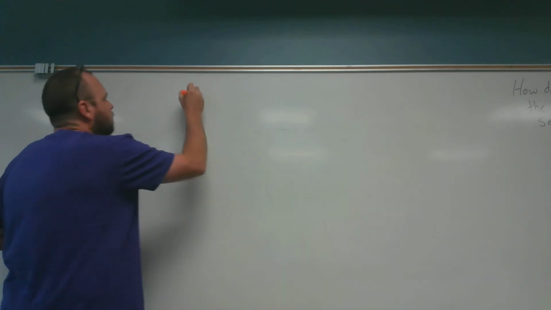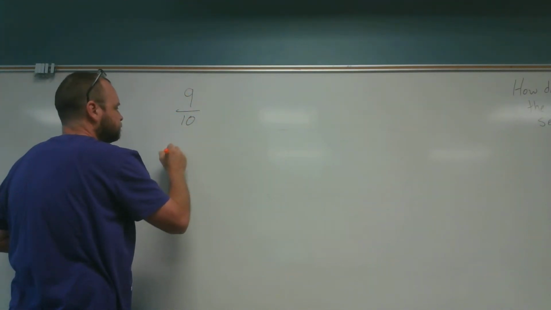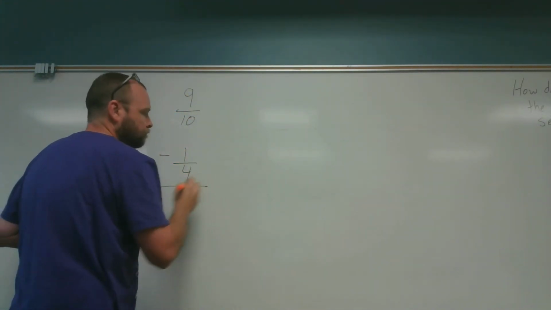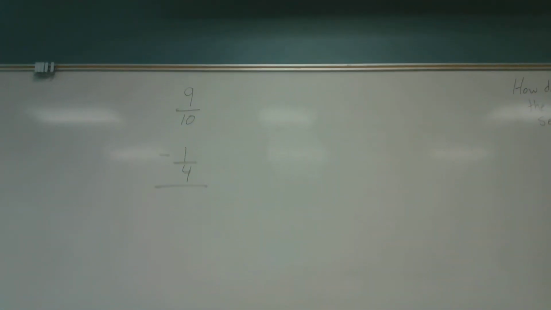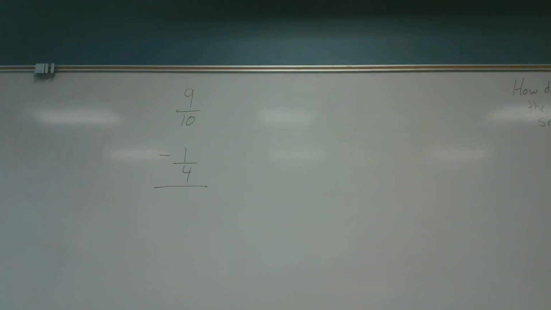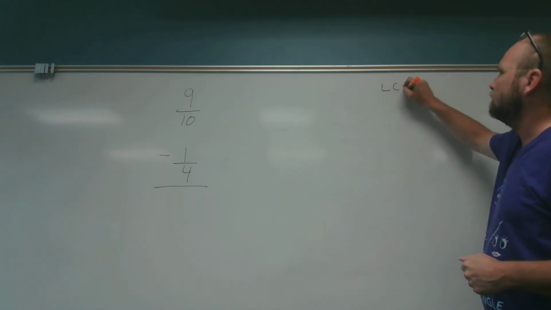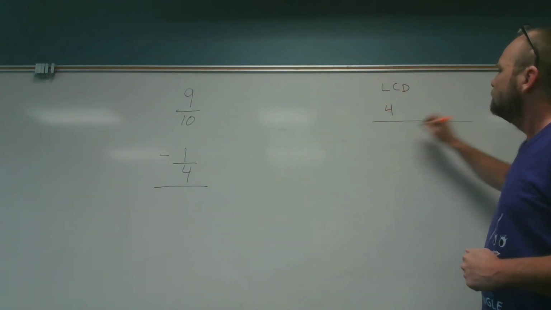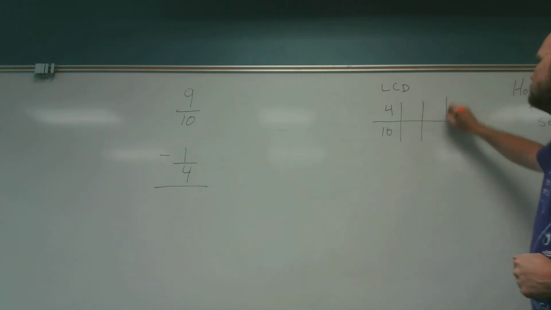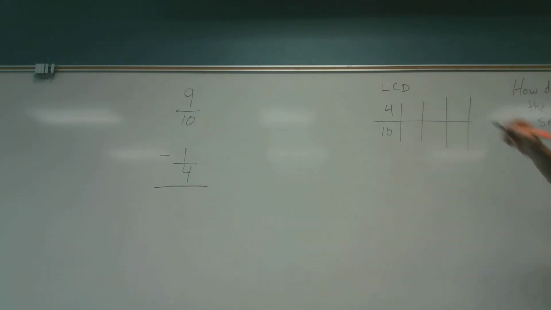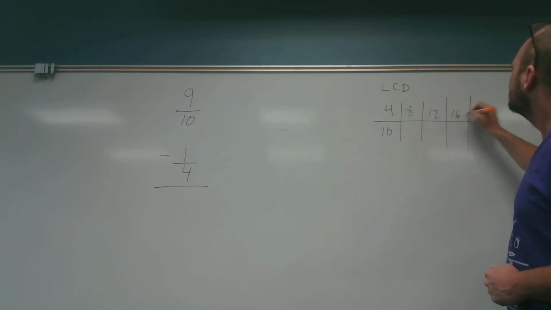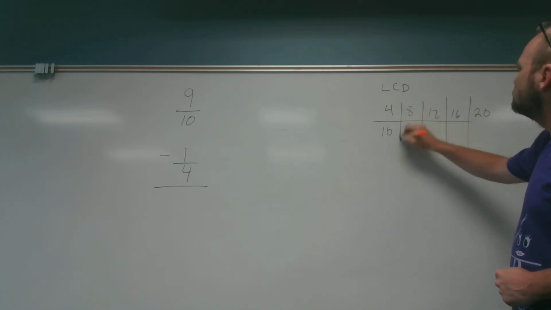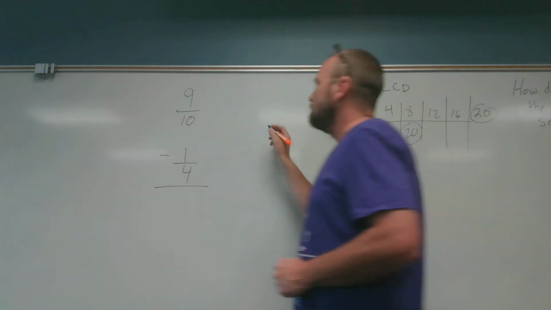9/10 minus 1/4. Can I do this one? You already did one. Okay, I'll do it. Izzy, can I subtract these the way they're currently written? Why not, Izzy? They do not have the same denominator. I need to find the least common denominator, Izzy, of 4 and 10. 20 is correct.